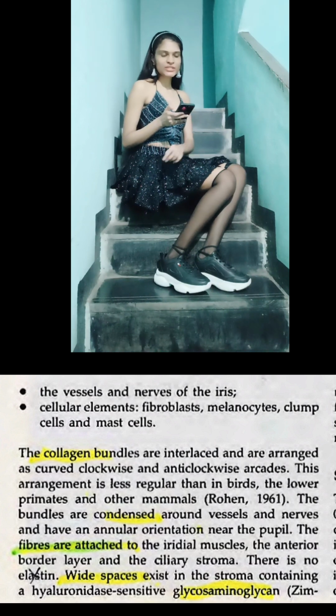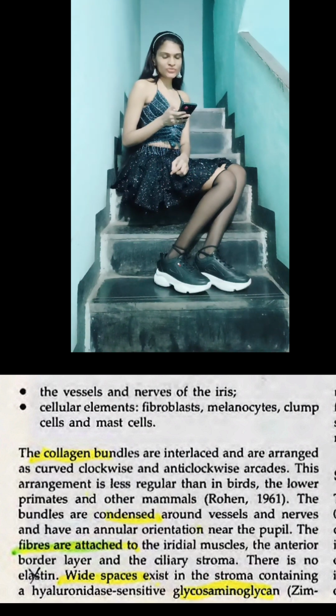The collagen bundles are interlaced and are arranged as curved clockwise and anti-clockwise arcades. This arrangement is less regular than in birds, lower primates, and other mammals. The bundles are condensed around vessels and nerves and have an annular orientation near the pupil. The fibers are attached to the iridial muscle, the anterior border layer and the ciliary stroma.